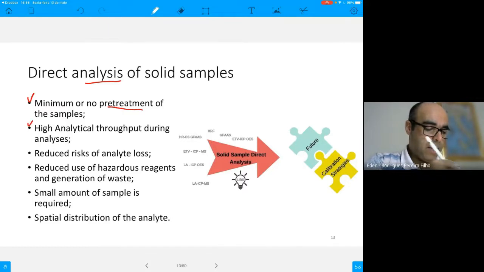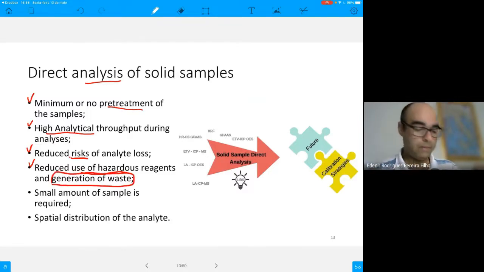We can have high analytical throughput during the analysis, reduce the risks of analyte losses, reduce use of hazardous reagents like acids, and of course, reduce the generation of waste. A small amount of sample is required. We can also perform spatial distribution of the analyte on the sample surface.